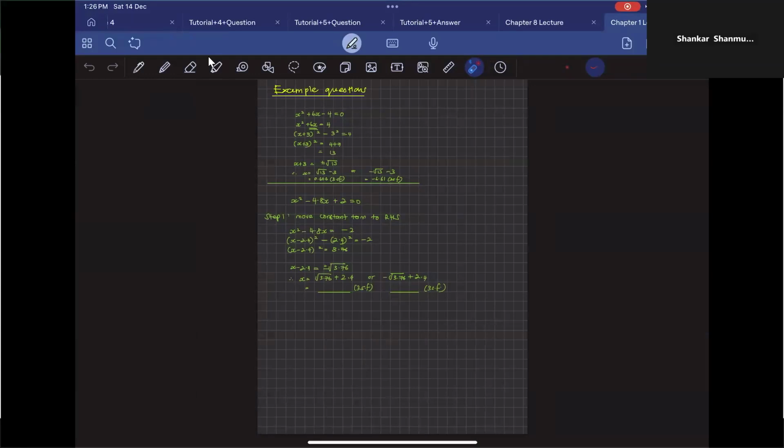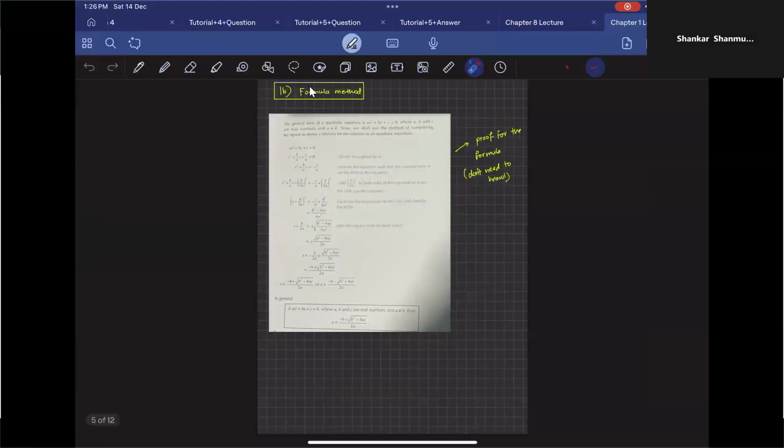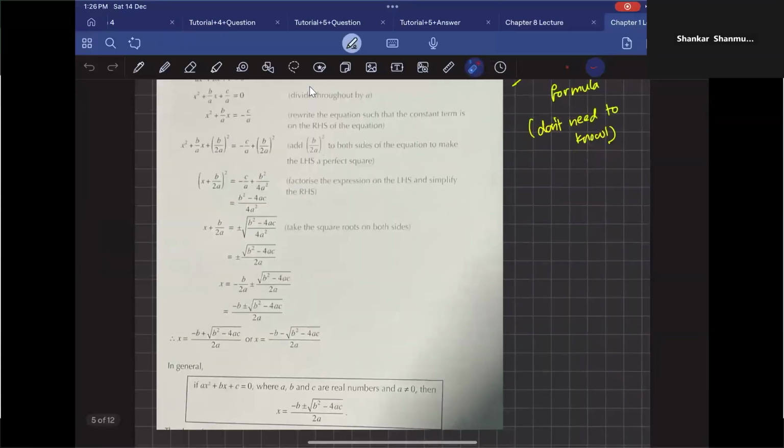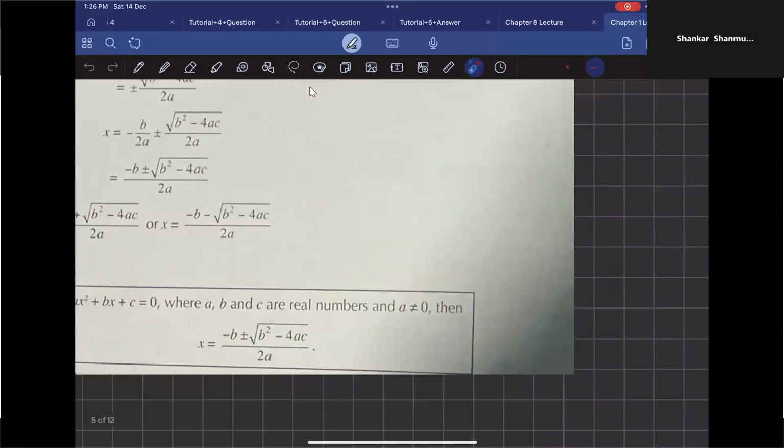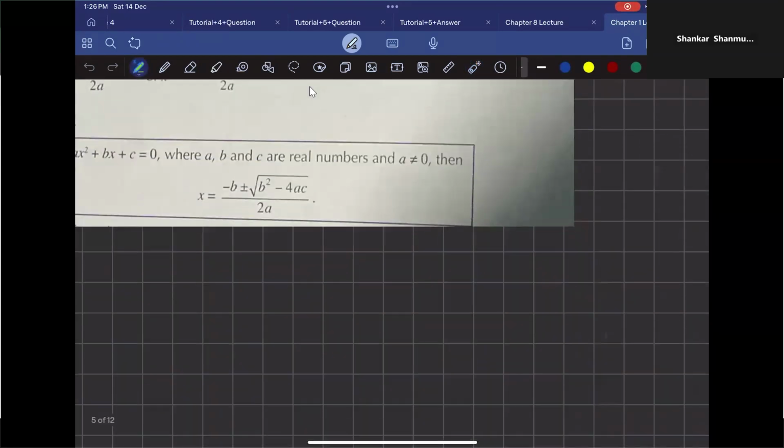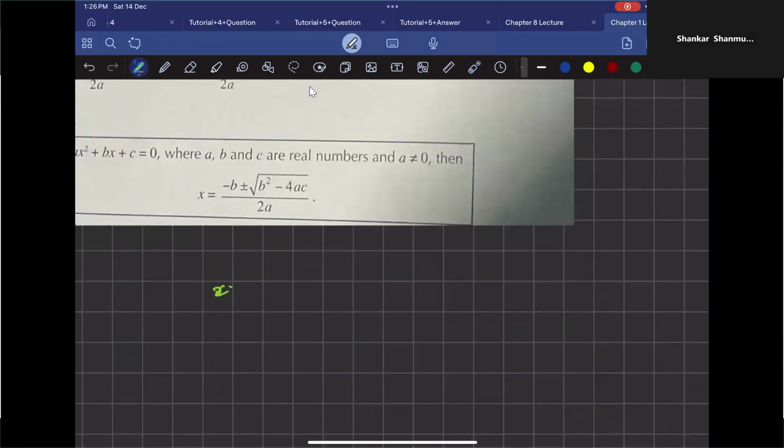Okay, so hi guys. Now we are going to be looking at the next method to solve, which is using the formula method. So this is the formula that you need to know: x equals minus b plus or minus root of b squared minus 4ac, over 2a. So this is the formula.